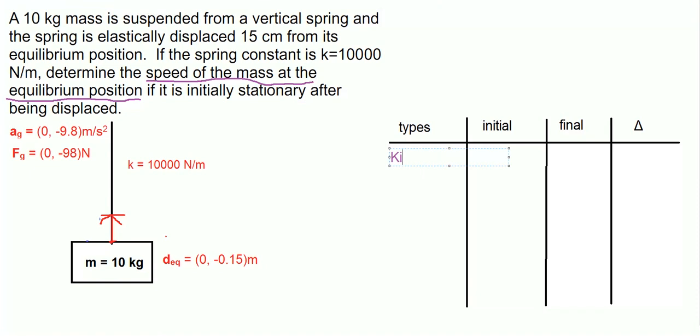The minute you said yes to that, one of your types of energy will be kinetic, and for kinetic energy, we always have the same equation, where it's equal to 1 half mv squared. Right, so that's one of the types of energy that you will most definitely have here.